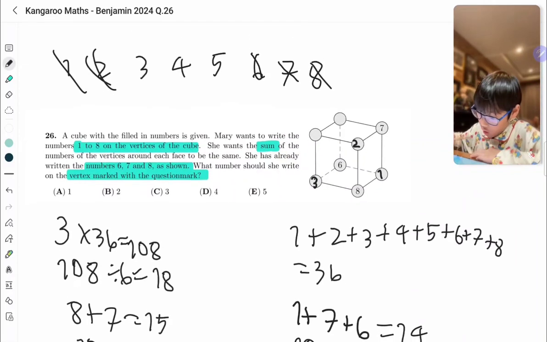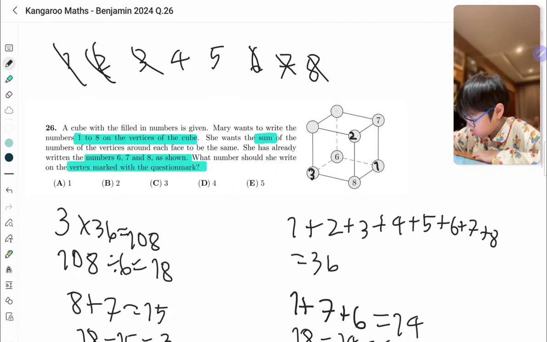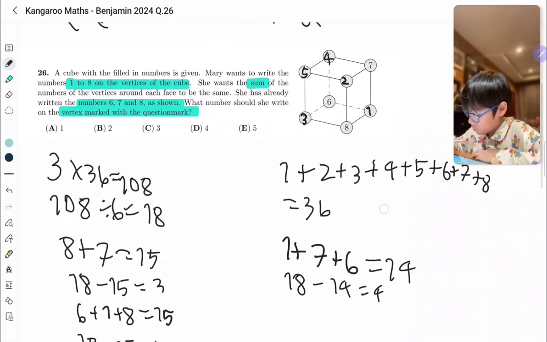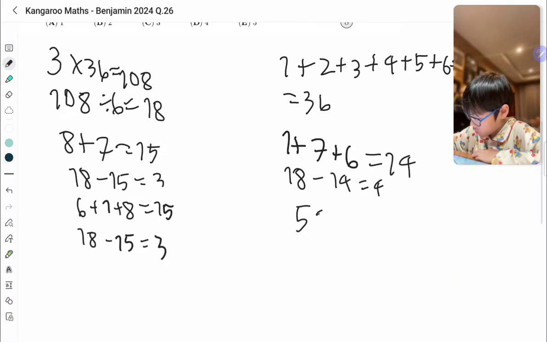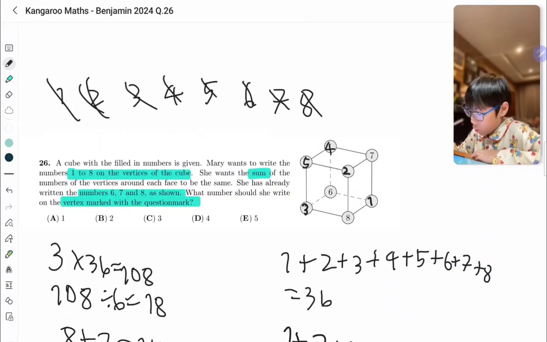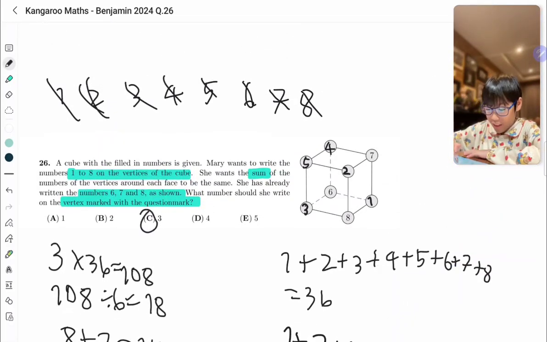Oh yeah, I just forgot to cross out 3 over here, so I should do it while I'm doing here. 4, cross out that 4. And then we only have 5 left, so 5 has to be there. 5 plus 4 plus 6 plus 3 is equal to 18. So as it looks, this works. So let's answer C. The answer is 3.